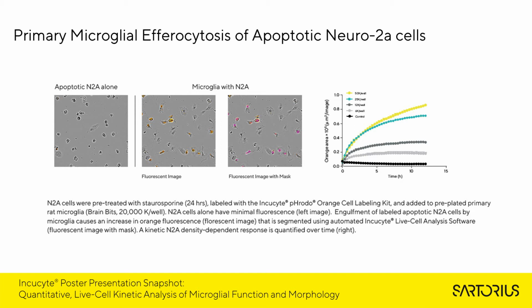This fluorescence is then segmented using the automated Incucyte live cell analysis software. The pink you're seeing there is the segmentation mask being applied by the software to those fluorescent images. Using that segmentation mask, we can then quantify the total orange fluorescent area, which is what you're seeing in the kinetic graph on the right. You can see that as we increase the apoptotic neuro 2A density, we see an increase in that orange fluorescent response, as you would expect.